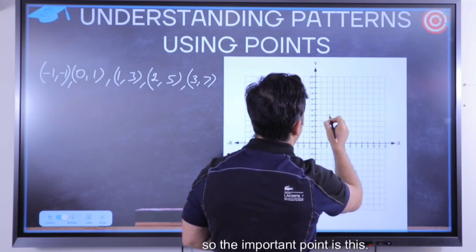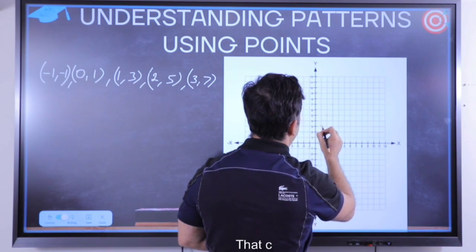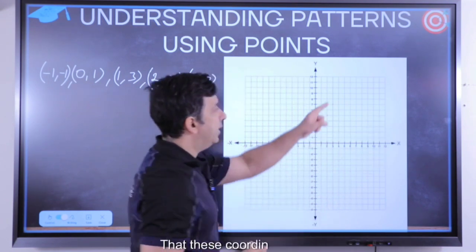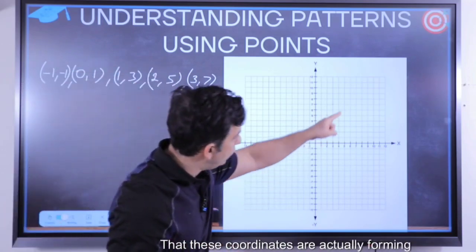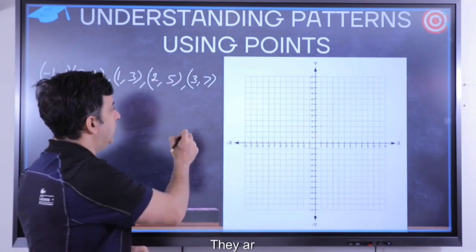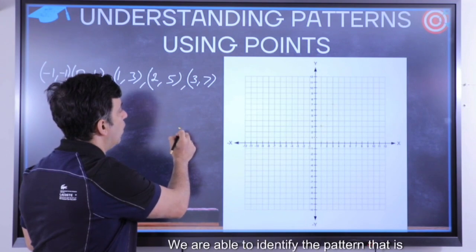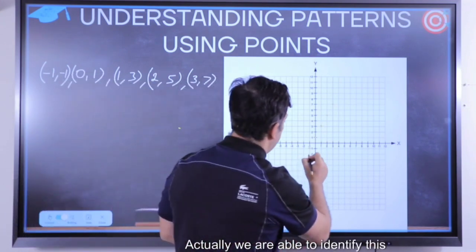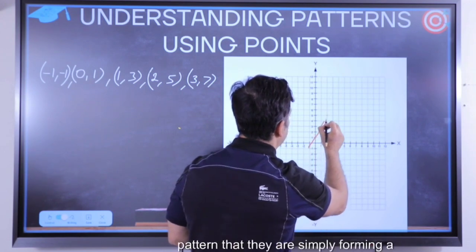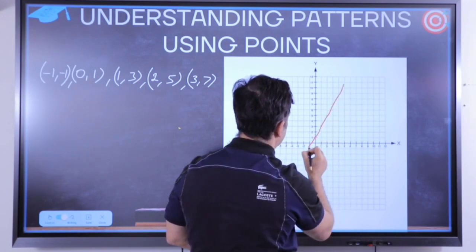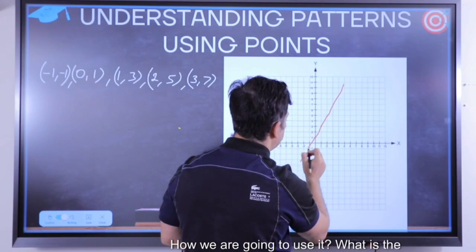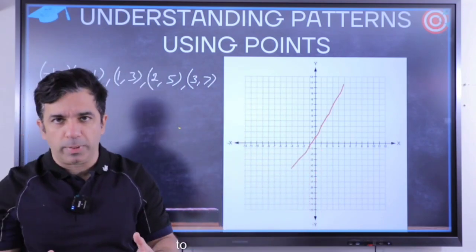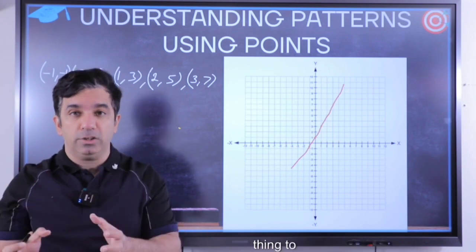So the important point is this, that can we see that these coordinates are actually forming a line. They are in a straight line. We are able to identify the pattern. That is the main task actually. We are able to identify this pattern, that they are simply forming a straight line. How we are going to use it, what is the purpose of this, that is a completely separate topic.